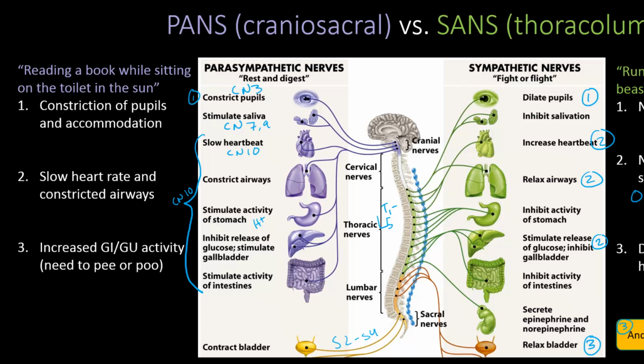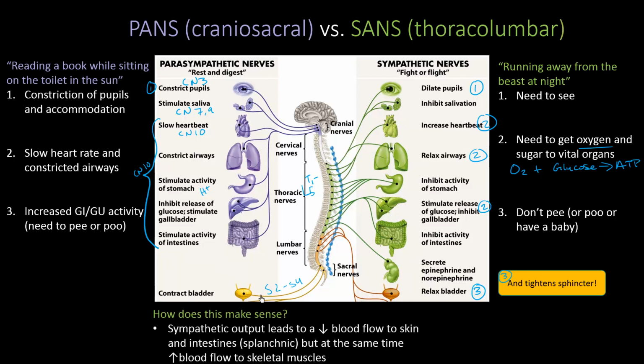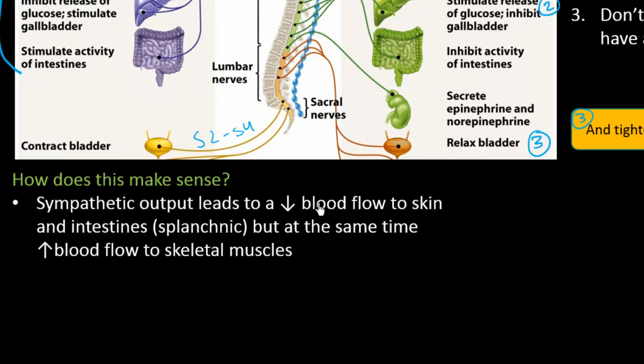Now, before we get to the next slide, I kind of want to point out something that might seem like a contradiction, but it'll help us understand what's happening. So here's a question of how does something make sense? Sympathetic output leads to a decrease in blood flow to the skin and intestines, but at the same time increases blood flow to the skeletal muscles. How does this make sense?